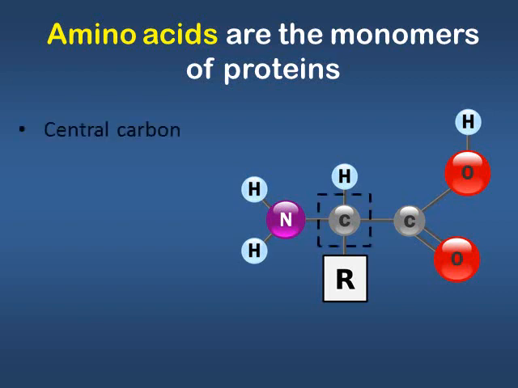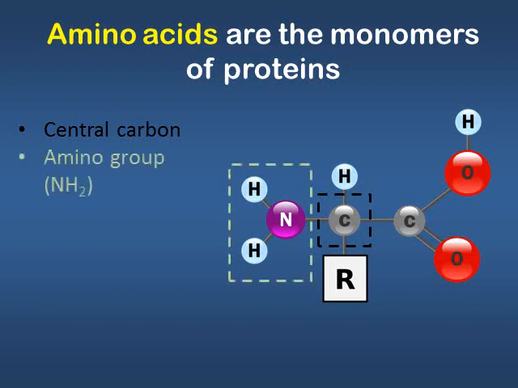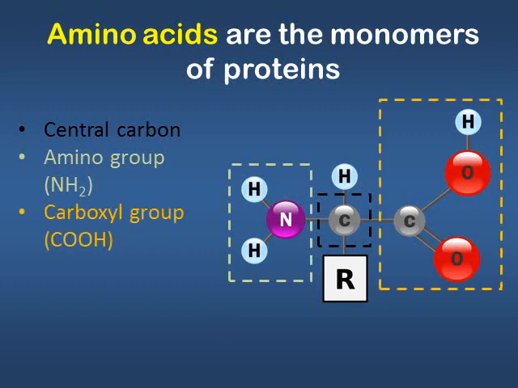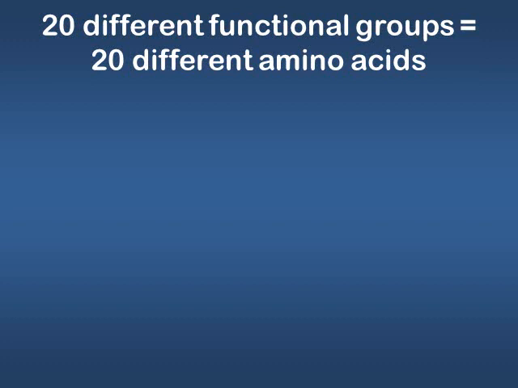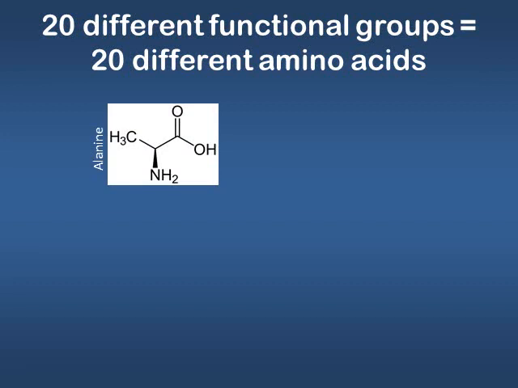Now, the repeating subunits of proteins, or the monomers of proteins, are amino acids, pictured here. Now, all amino acids have these following parts: a central carbon atom, an amino group, which is an NH2 group, a carboxyl group, you can see there, and then finally this functional group designated with an R that you see below the central carbon. That R group can be anything from a very simple group of atoms to a very complex molecule. And in fact, in proteins there are 20 different functional groups, which means that there are 20 different amino acids.